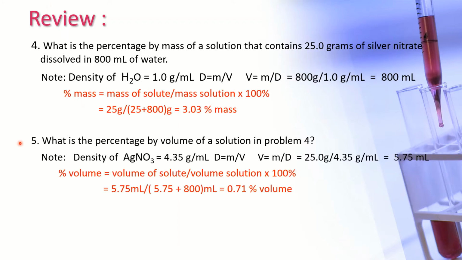Number 5. What is the percentage by volume of the solution in problem 4? Note the density of silver nitrate is 4.35 grams per ml and the volume is 5.75 ml. Percent by volume is equal to the volume of solute over volume of solution times 100%. So 5.75 ml over the volume of solution, which is equal to 5.75 plus 800 ml, is equal to 0.71% by volume.